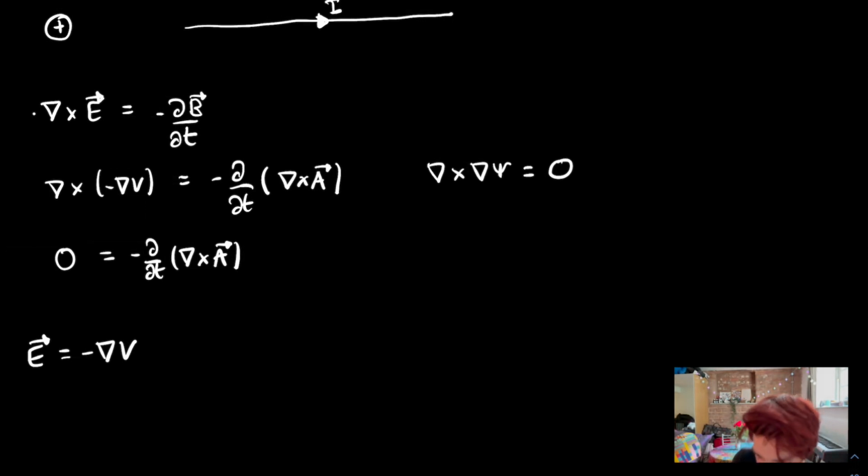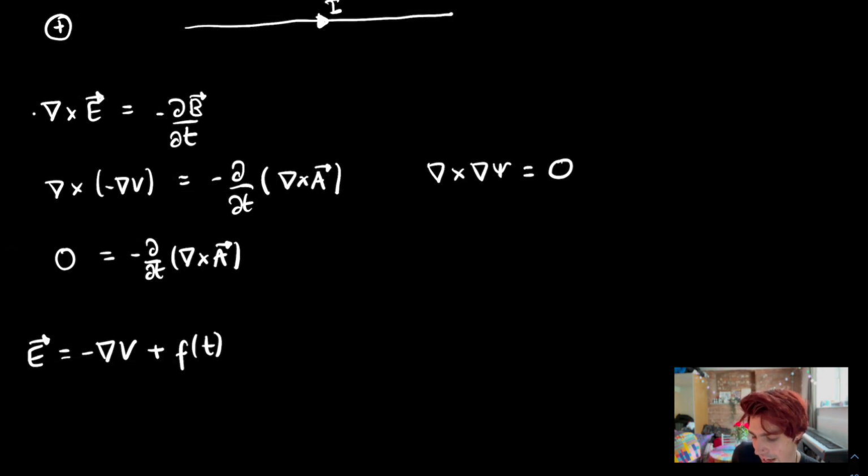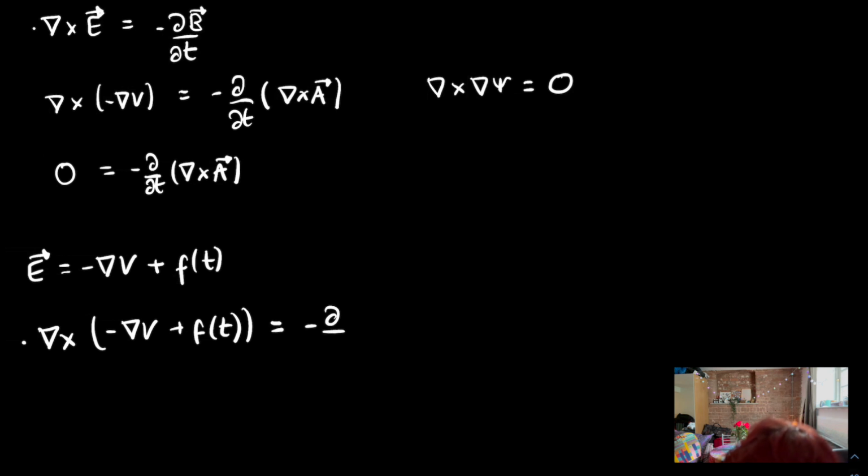And so how do we get this extra term? Well, let's just go ahead and for now put in any sort of function, like a random function of time, which we don't really know at this point, but we're just going to add on this extra thing which we know has to depend on time. So let's apply Maxwell's third equation yet again. So we get that the curl of E, which is now minus the gradient of V plus this function of time, is equal to minus the time derivative of the curl of the magnetic vector potential A right here.